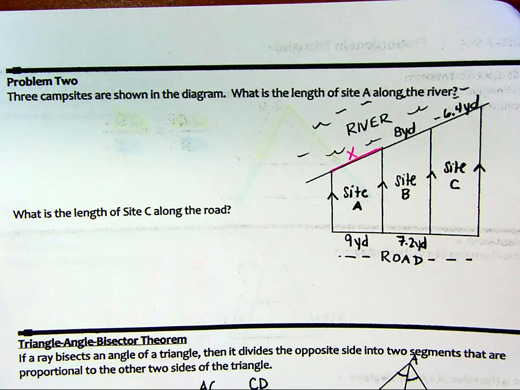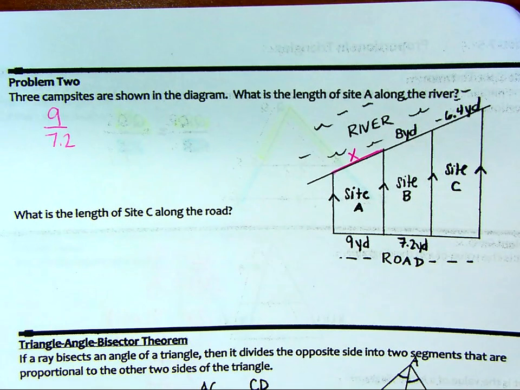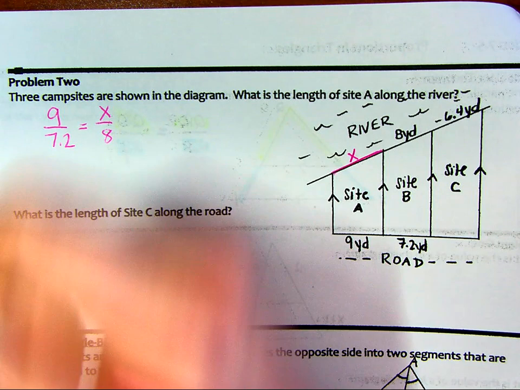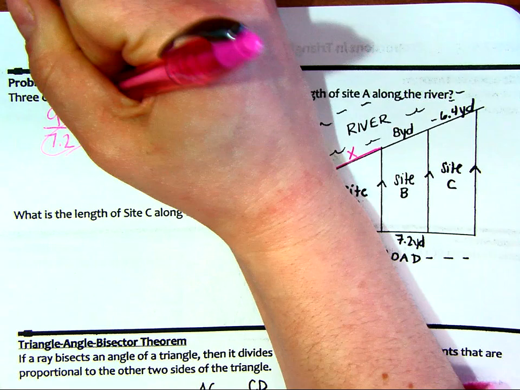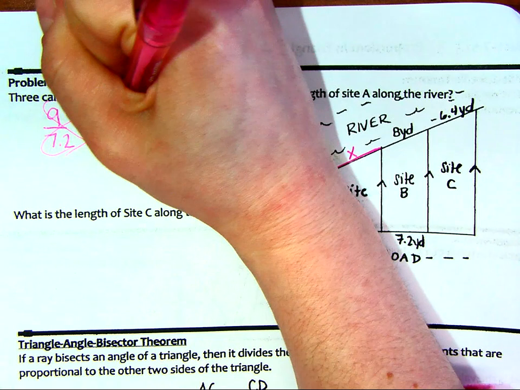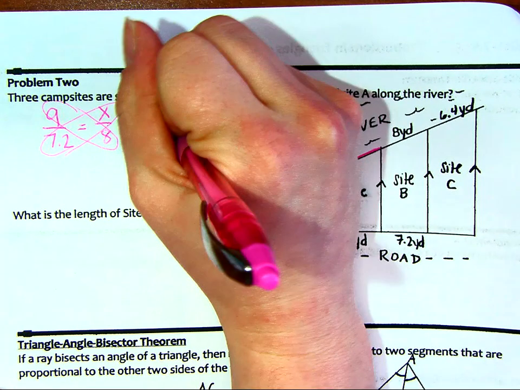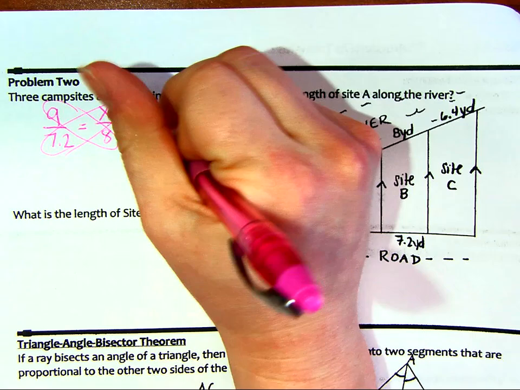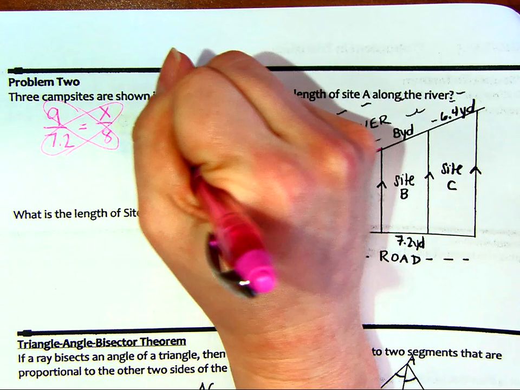So I'm going to set up a proportion. I'm going to start with this bottom side. I'm going to do 9 over 7.2, and that is going to be equal to x over 8. And then I'm going to cross multiply. So I'm going to do 7.2 times x, 9 times 8, and I end up getting 7.2 times x equals 72. And then I divide both sides by 7.2.